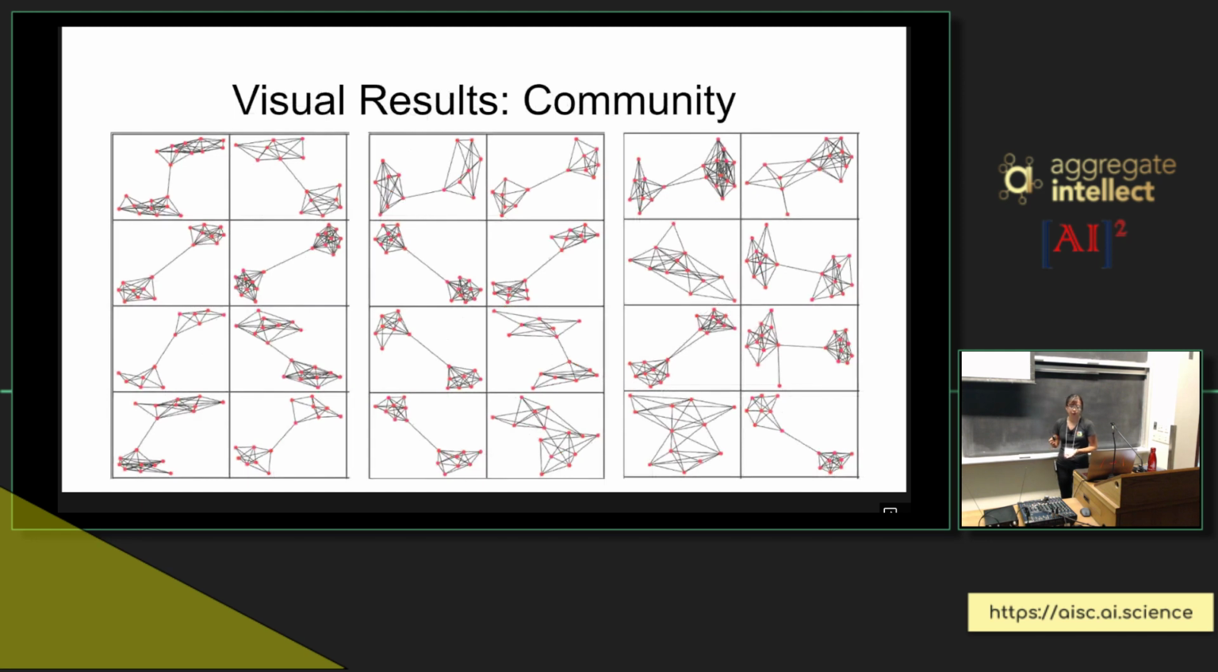And then these are the results for community. Again, training data on the left, graph RNN baseline in the middle, and us on the right. Here our model is having a little bit more difficulty with spacing out the two communities correctly. So sometimes we get this one giant connected community.